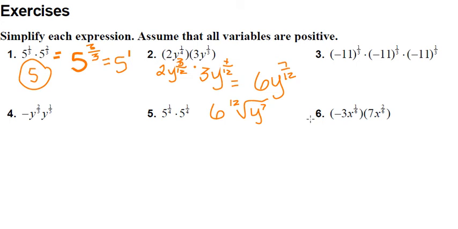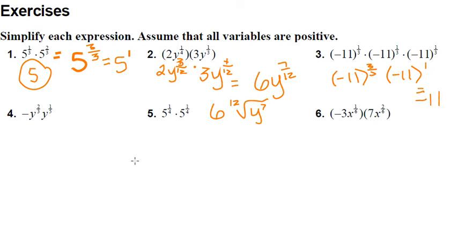So when we go into the next one here, we've got like bases. So we've got -11 as our like base. We're adding 1/3 plus 1/3 plus 1/3. So that's going to be to the 3/3. So that's -11 to the power of 1. So our solution is -11.